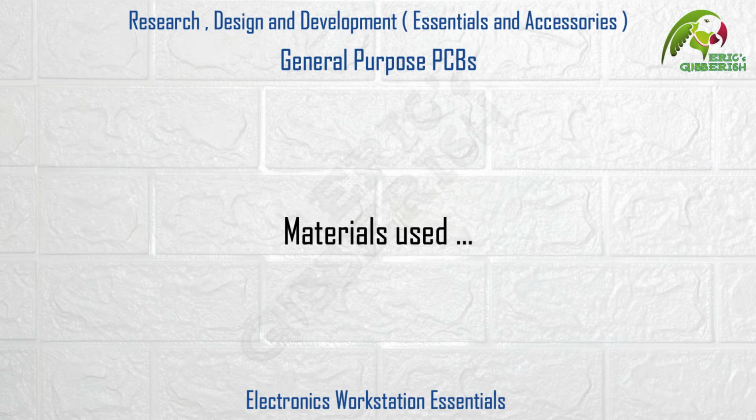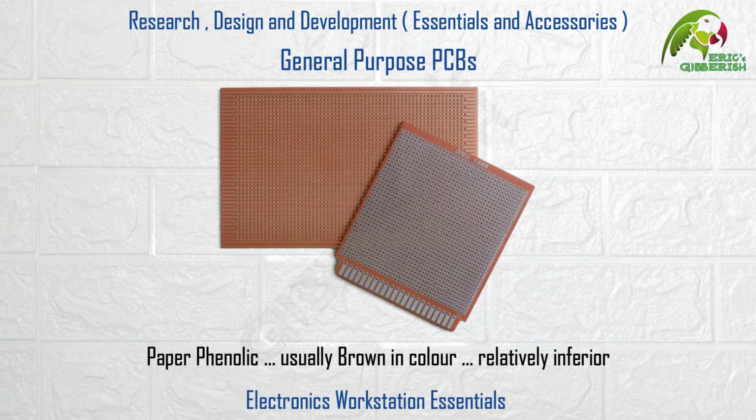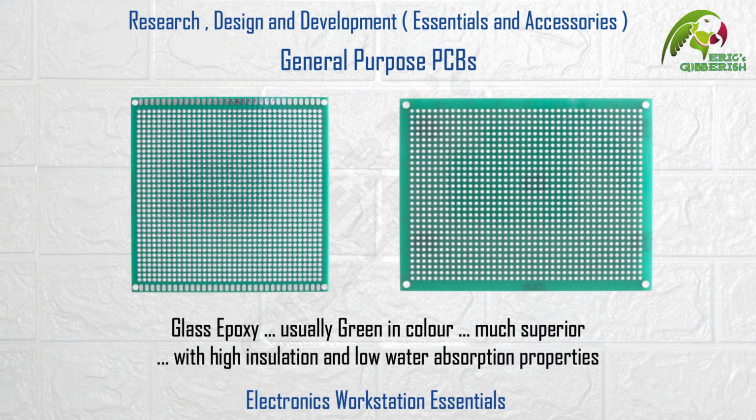The materials commonly used to make these PCBs are paper phenolic, usually brown in color, relatively inferior, or glass epoxy, which I would recommend, usually green in color, much superior with high insulation and low water absorption properties.